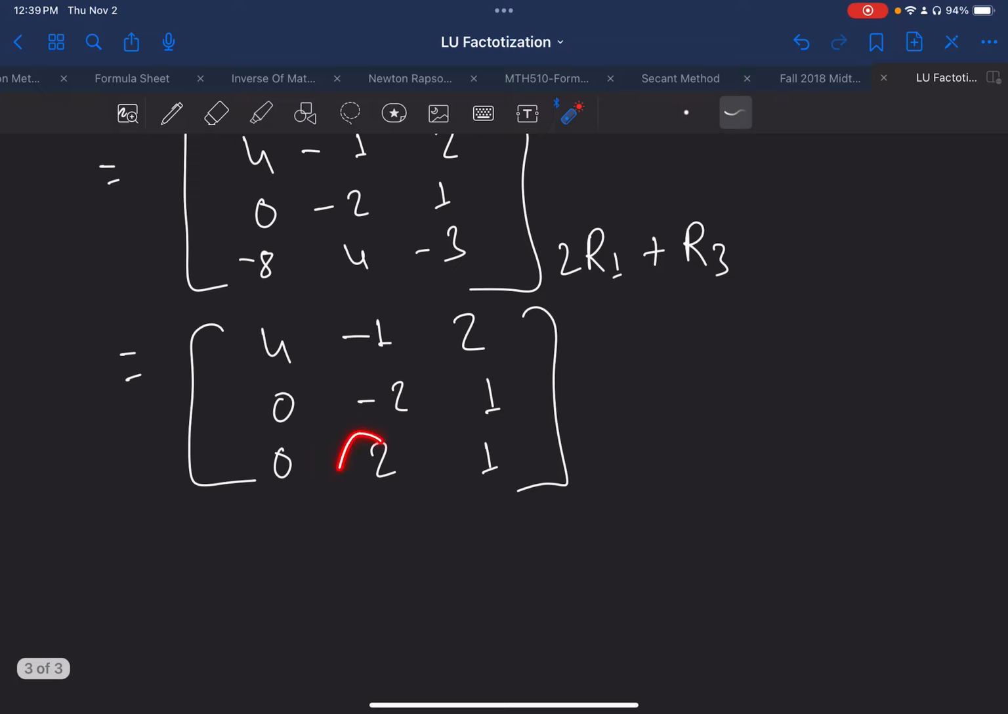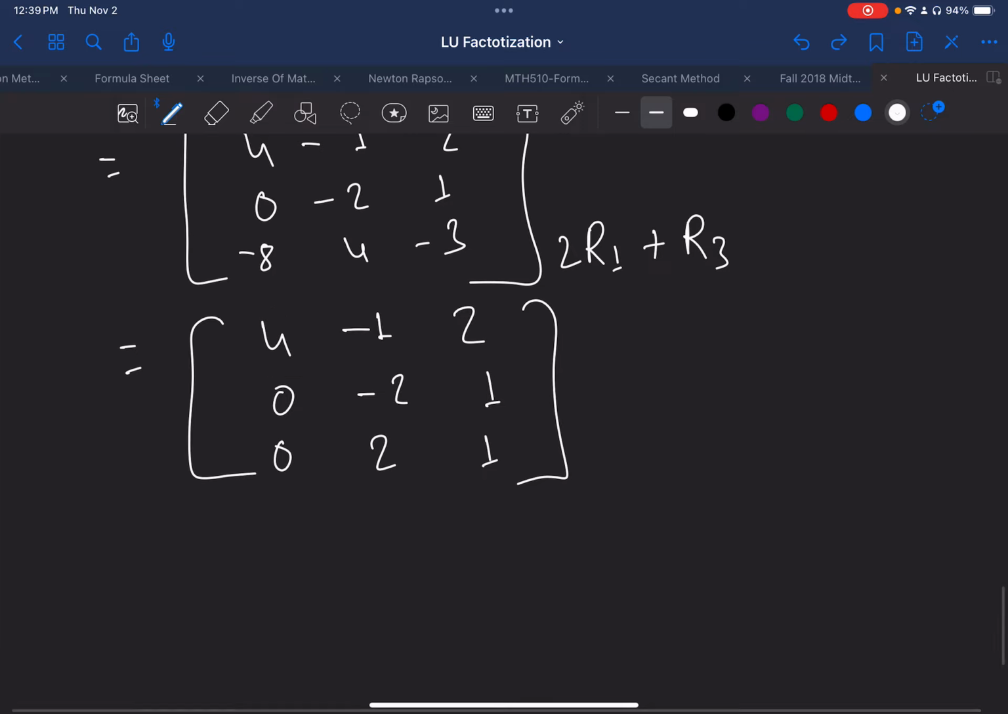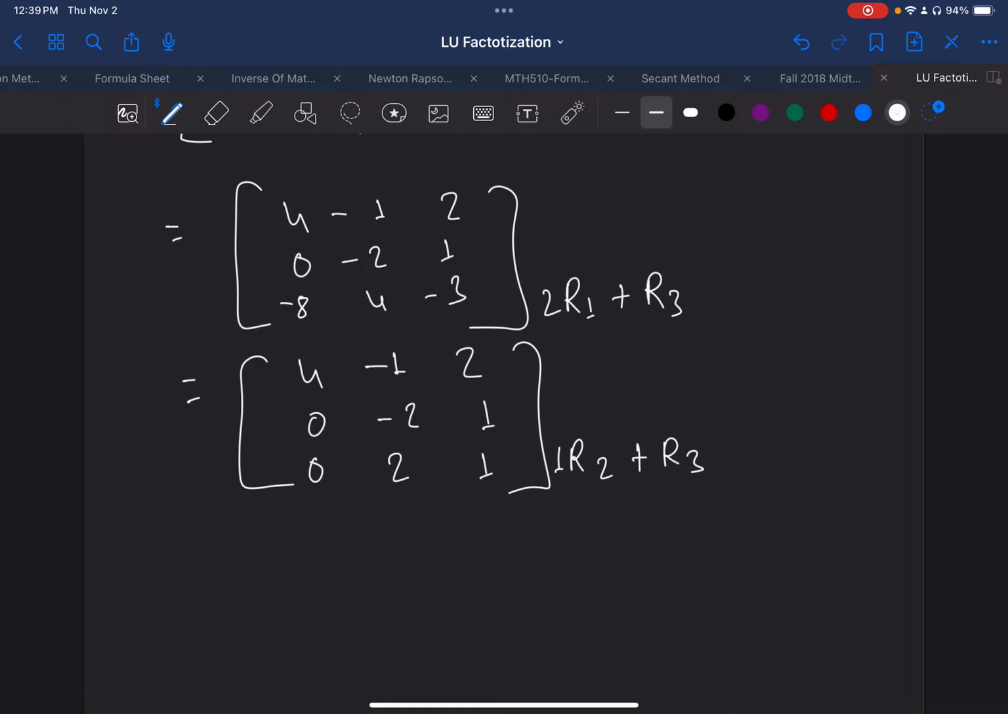Now, we need to change this to 0. If we use this row, there is a possibility that this will not be 0 anymore, right? Since the first entry of the second row is 0, it is not going to change this 0 value. So let's use the second row. How do you make it 0? It's going to be 1 R2 plus R3, right?